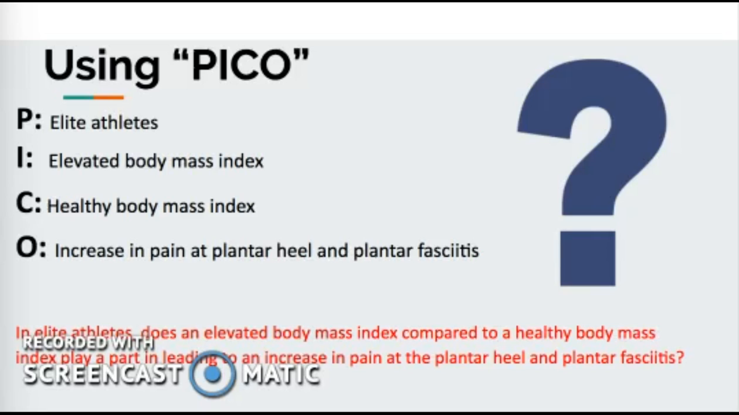As such, the PICO question is as follows. In elite athletes, does an elevated body mass index compared to a healthy body mass index play a part in leading to an increase in pain for plantar heel and plantar fasciitis?